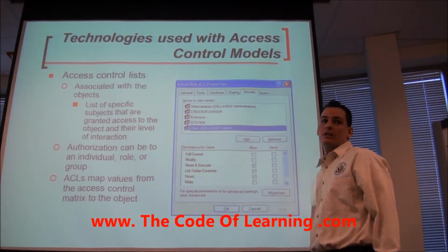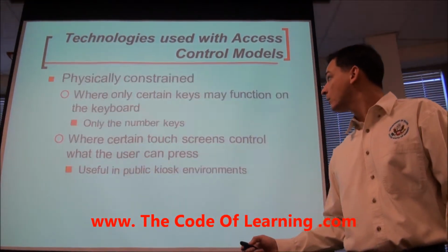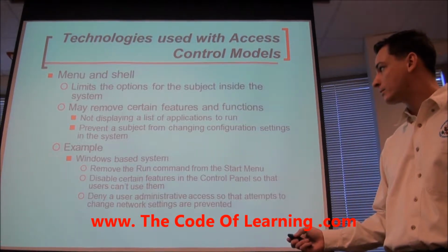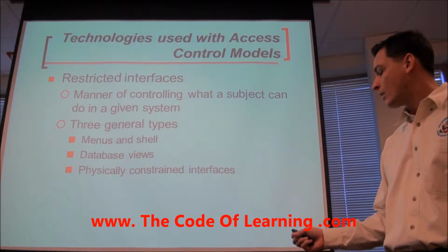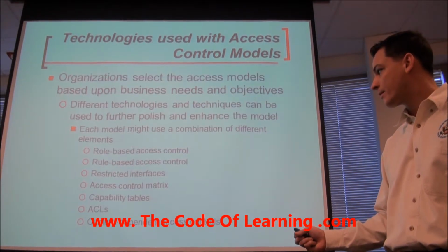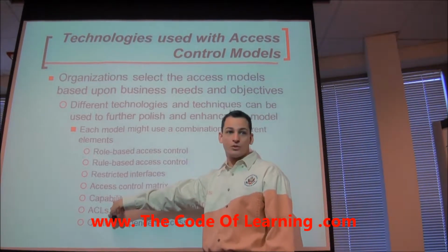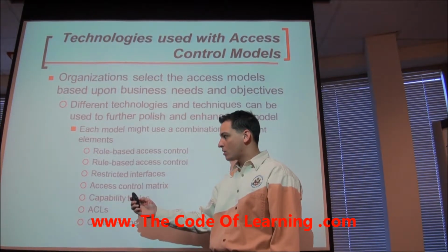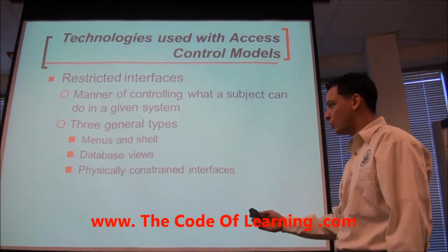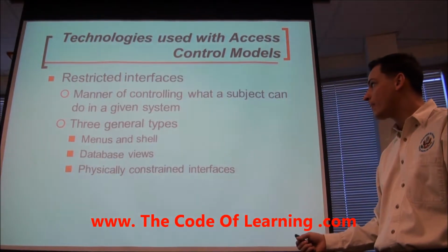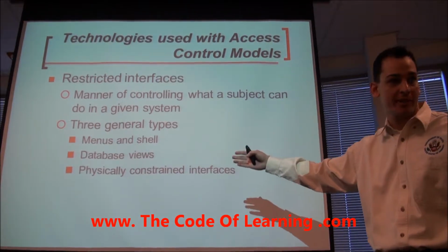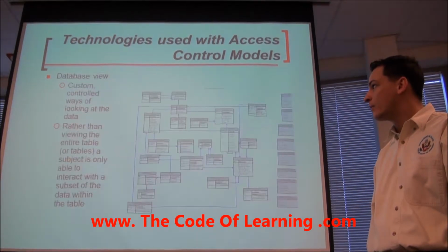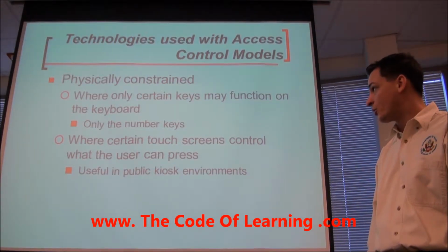Which of the three general types would this be, the capability table? You've got three general types of access controls: menu shell, database view, and physically constrained. These are types of restricted interfaces. So menu shells, database views, and then physically constrained.